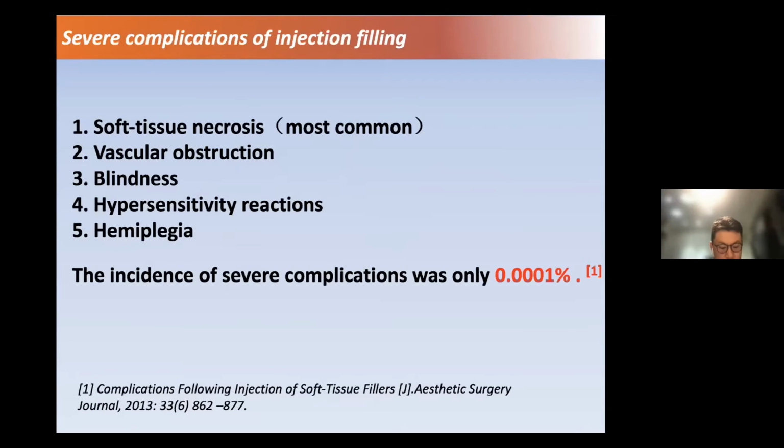What draws more of our attention are five severe complications of injection filling, which are soft tissue necrosis and vascular obstruction, blindness, hypersensitivity reaction, and hemiplegia. Among these, soft tissue necrosis is the most commonly reported complication. Fortunately, the incidence of these severe complications is only 0.001%.